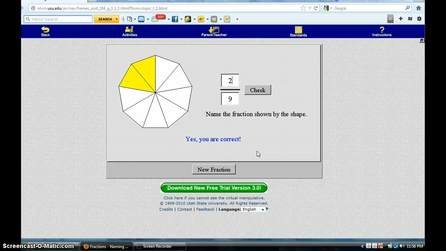Overall, I was grateful for this digital manipulative, and I feel that it can be a very effective tool in the classroom if teachers can support their students and students can realize how fractions are all around them.